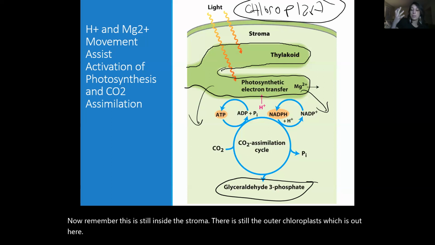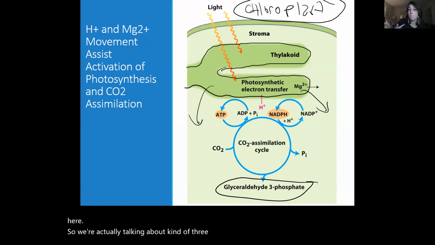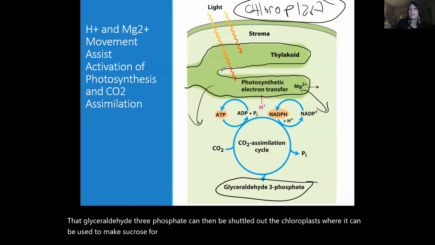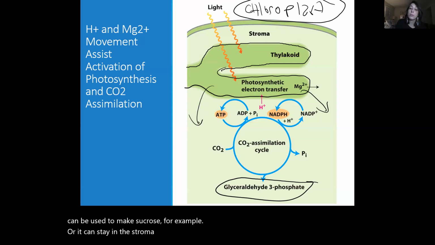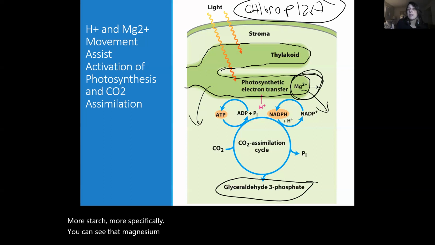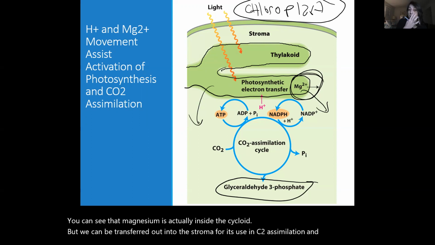So we're actually talking about three segmented areas. That glyceraldehyde 3-phosphate can then be shuttled out of the chloroplast, where it can be used to make sucrose, for example, or it can stay in the stroma and be used to make glucose or products like glycogen or starch, more specifically. You can see that magnesium is inside the thylakoid, but can be transferred out into the stroma for its use in CO2 assimilation and producing glyceraldehyde 3-phosphate.